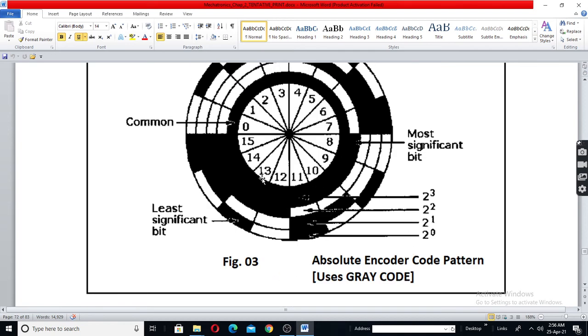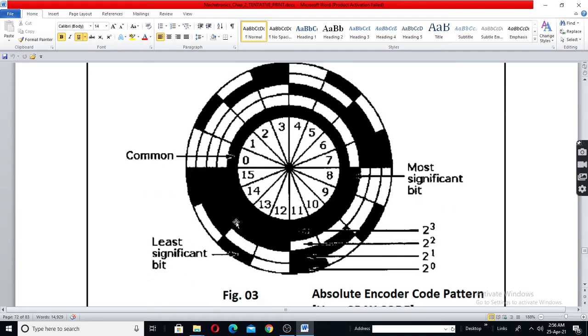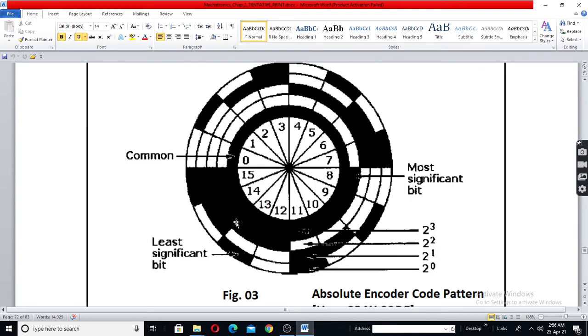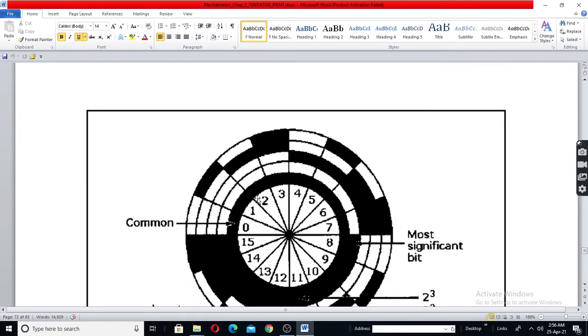So the summary is, here the number of sensors is equal to the number of tracks. Each position has its own unique binary code. In gray code, you will get a binary number. And to measure speed, you can take the output of any sensor.